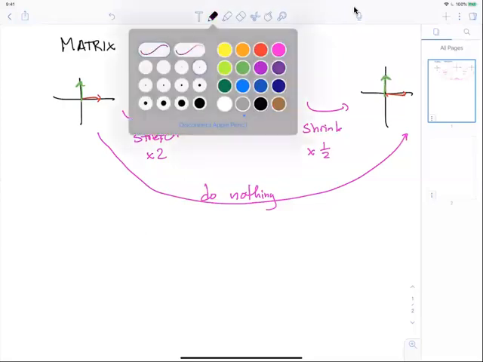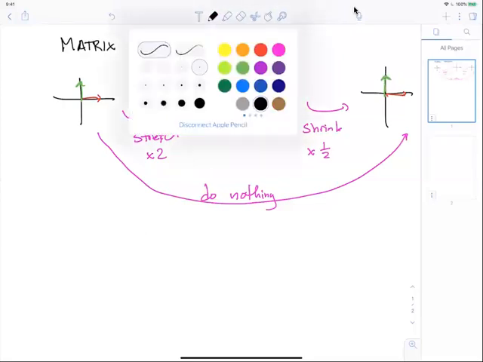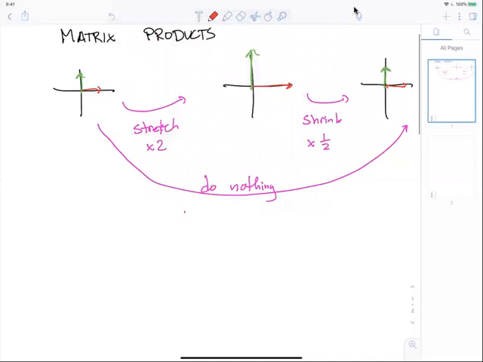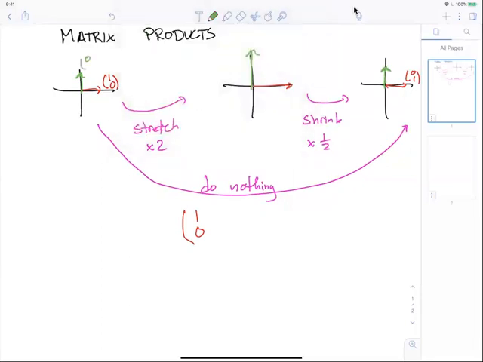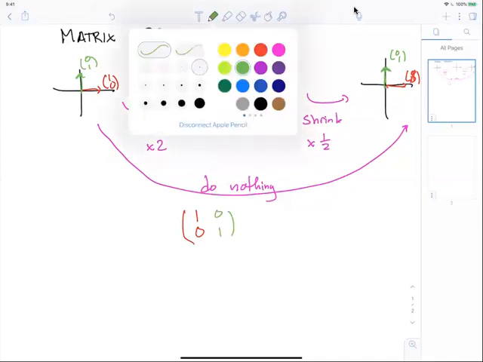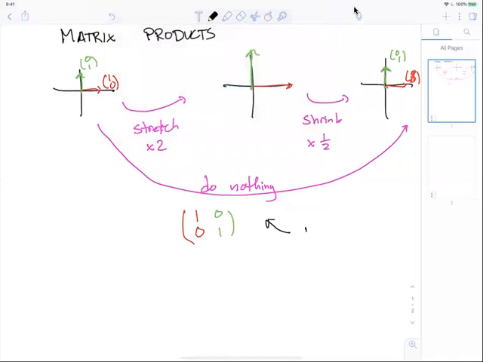And we can encode the do nothing transformation by just looking at what happens to the standard vectors. So the 1, 0 goes to 1, 0. And sure enough, 0, 1 goes to 0, 1. Oops, rather, this is 1, 0. So we're going to end up with this nice matrix. And this matrix has a particular name. This is called the identity matrix.